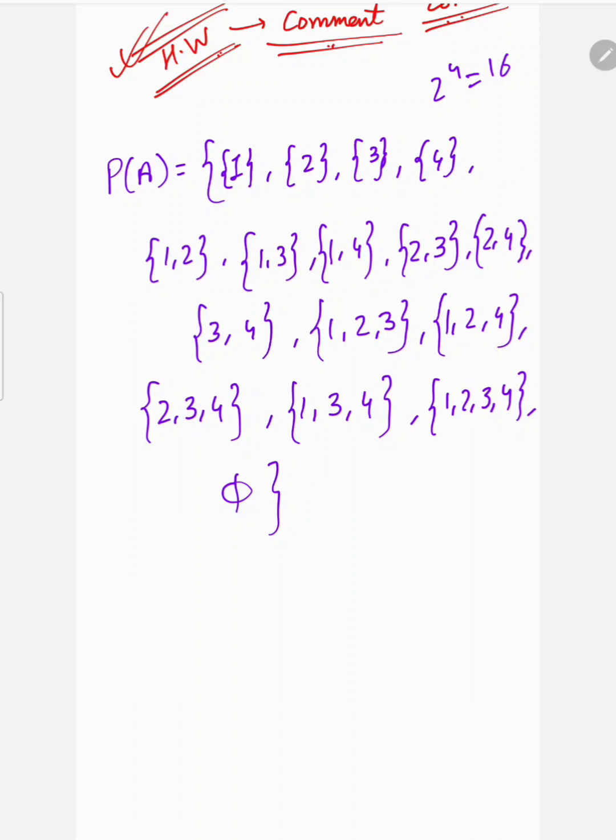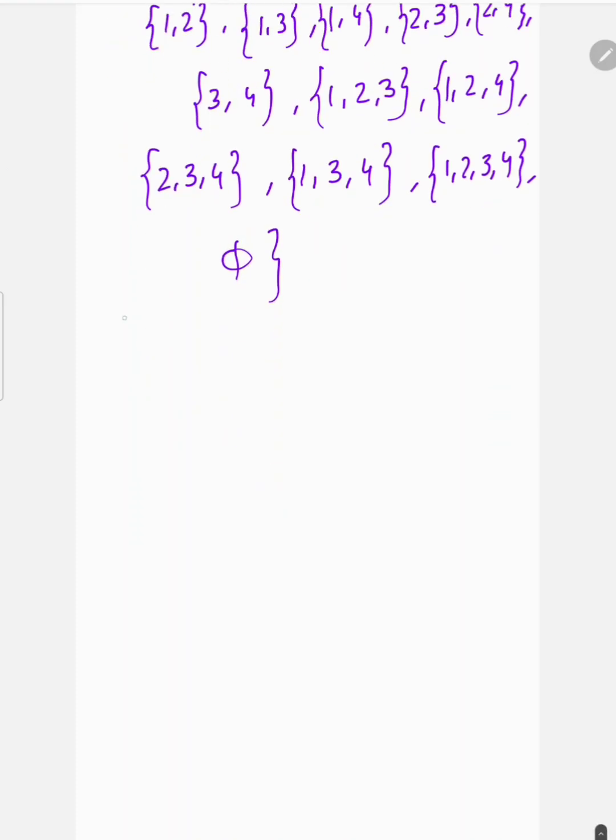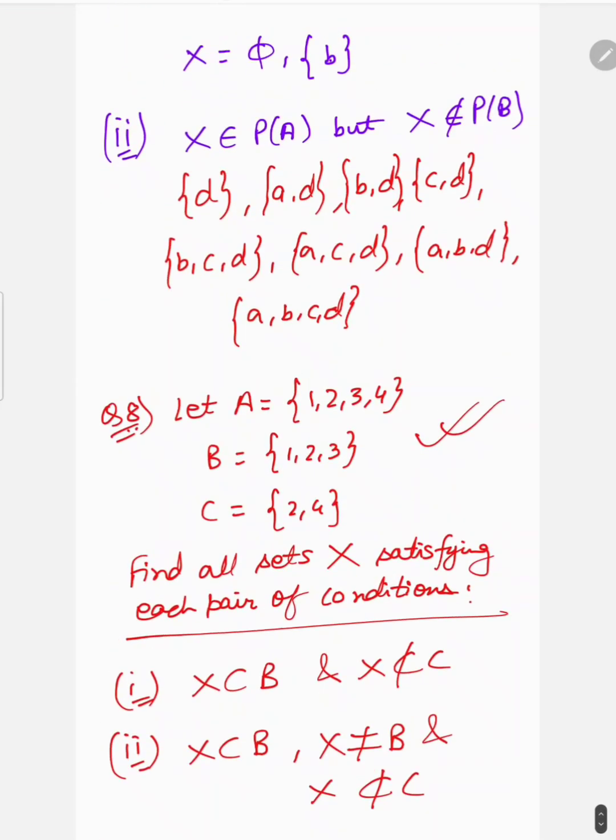There will be 16 subsets of set A. Let's see the answer. Okay, done. Then P of B. What will be P of B?